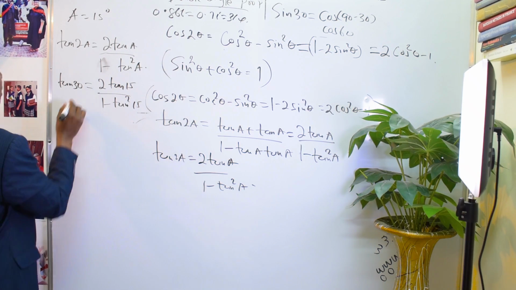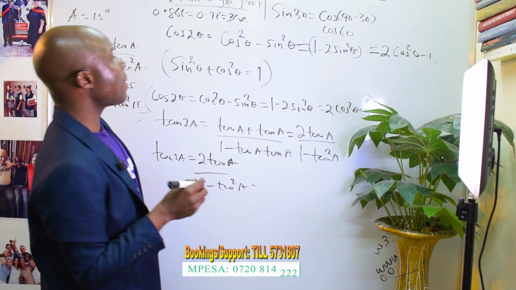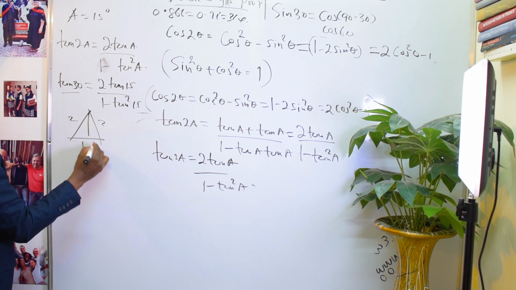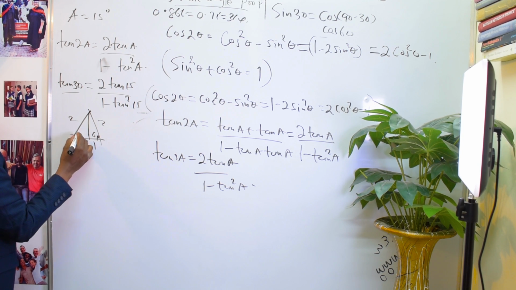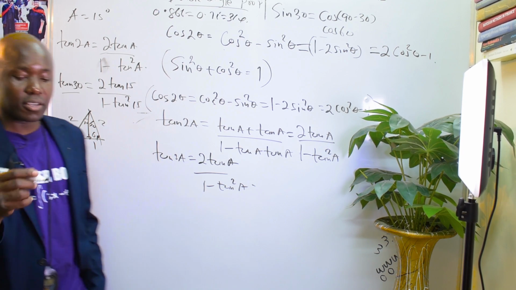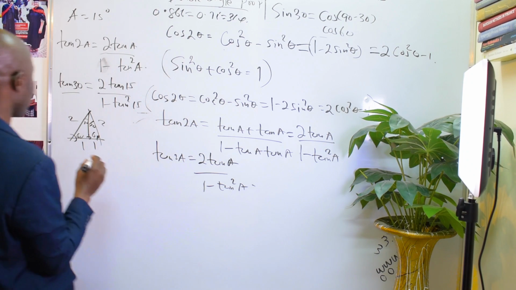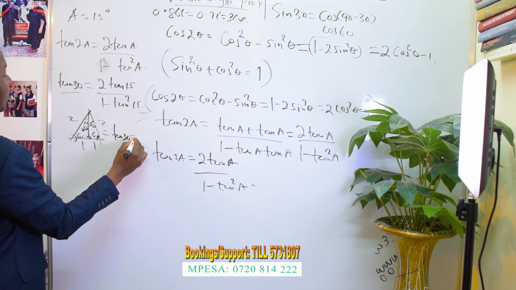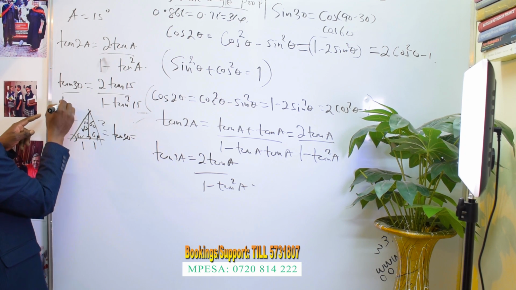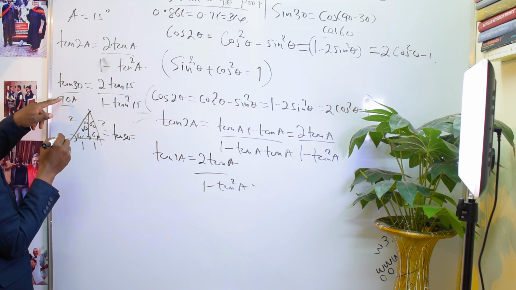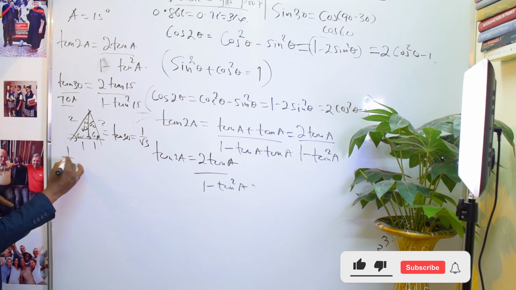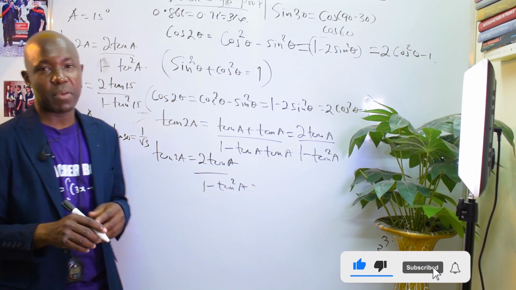But tan 30, can we try this without a calculator? Take the triangle with sides 2, 2, 1, 1, with angles 60, 60, 30 and 30, then 90. By the Pythagoras theorem, 2 squared minus 1 squared gives the root of 3. So we say the tan of 30 becomes, what does SOH CAH TOA say? TOA: opposite over adjacent. The opposite is 1 over root 3. But we know 1 over root 3 can be rationalized.